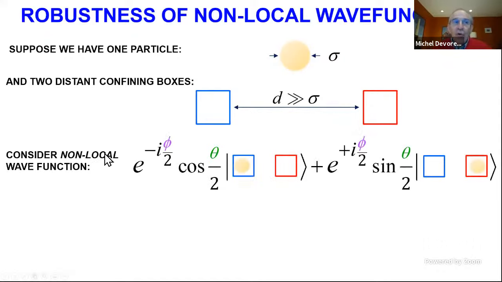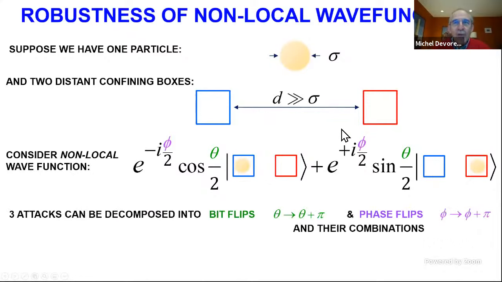And what I call a non-local wave function is a superposition of the particle being in the left box and the particle being in the right box. And this is a form of protection, not a complete protection. As you perhaps all know, all these three errors can be decomposed into two generators, the bit flips, which takes this angle theta and adds pi, or this angle phi and adds pi, that's the phase flip. And of course, all these combinations will be equivalent to these three error channels.